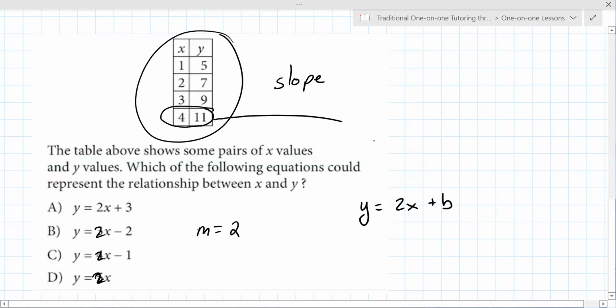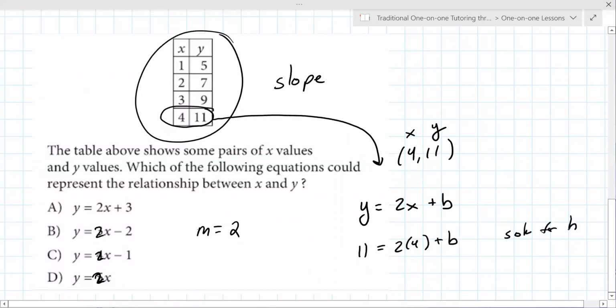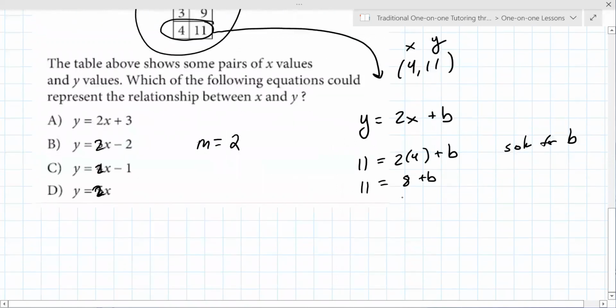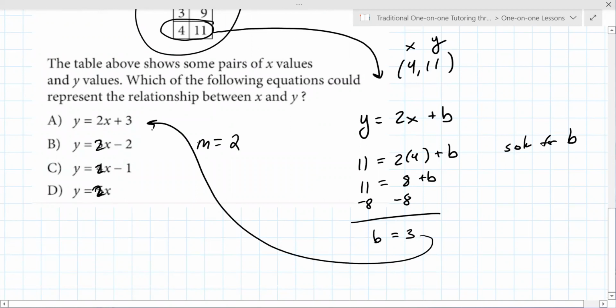just to be different. So the last one, the x value is 4 and the y value is 11. Okay, so 11 goes in for y, 4 goes in for x, and then you solve for b. So you've got 2 times 4 is 8, 8 plus b, subtract 8 from both sides, and you get b equals 3. And that would allow you to find that first equation. Okay.